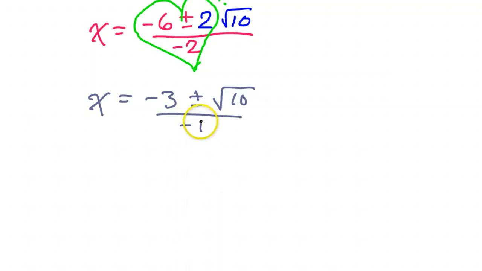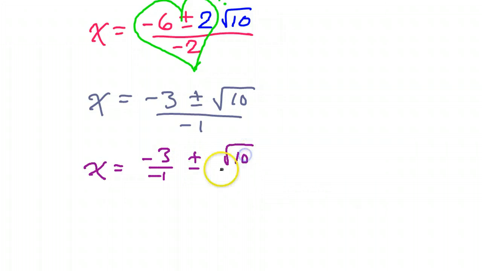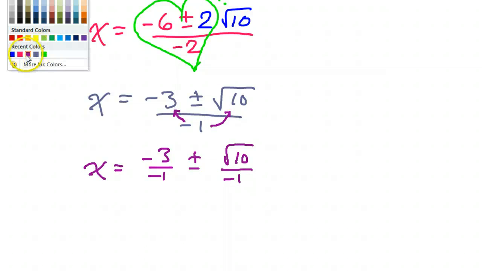When you have a denominator like this, you can take that denominator and write it separately. Let me see if I can get you to understand this. This would be the same thing as having -3 over -1, and then plus or minus radical 10 over -1. See what I did? I just took this and wrote it separately underneath each one. That's legal.